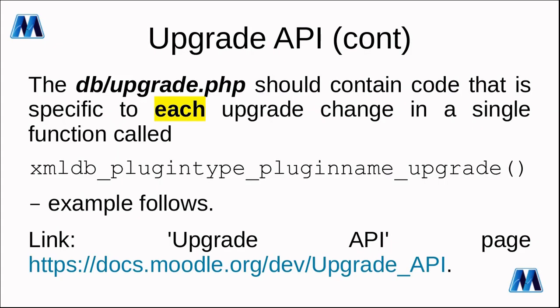So the upgrade API is called in your upgrade.php file in your db folder, and it should contain code that is specific to each upgrade change in a single function. That's the function named with your plugin type and plugin name, your component name, then underscore upgrade, prefixed with xmldb underscore. There's a link in this presentation again to look at the upgrade API.